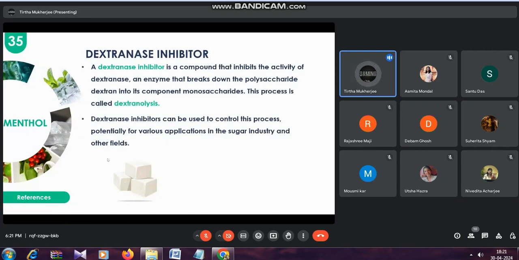Next is dextranase inhibitor. A dextranase inhibitor is a compound that blocks the activity of dextranase, an enzyme responsible for breaking down the polysaccharide dextran into its component monosaccharides, a process called dextranolysis. These inhibitors can be used to control this process potentially for various applications in the sugar industry and other fields.